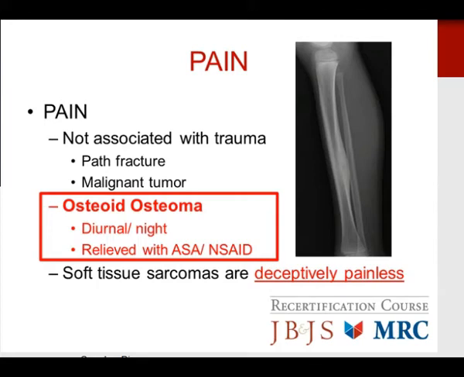Soft tissue sarcomas, on the other hand, are deceptively painless. So don't be fooled by a lesion that has an insidious growth pattern. It's growing very slowly, and this can easily be confused for something other than a soft tissue sarcoma.